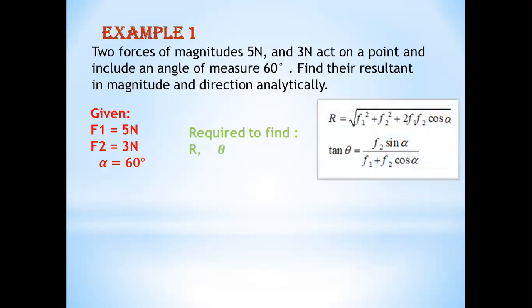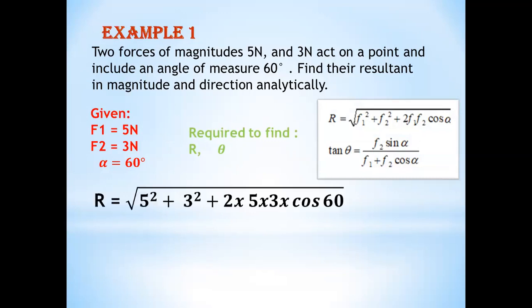What are the rules that I'm going to use? The two rules are R equals the root of F1 squared plus F2 squared plus 2F1F2 cosine alpha, and to find theta, I'm going to use tan theta, which is F2 sine alpha over F1 plus F2 cosine alpha. Now let's substitute. R equals the root of 5 squared plus 3 squared plus 2 times 5 times 3 times cosine 60. This will give me 7 Newton.